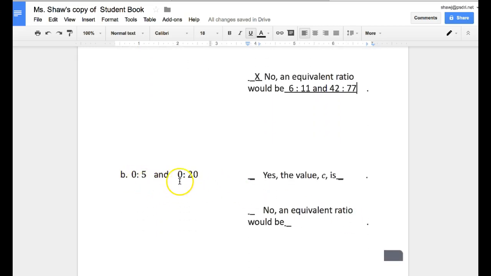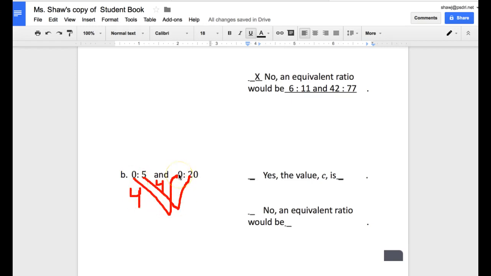0 to 5 and 0 to 20. Okay, so what do we multiply? This is not that hard. What do you multiply 0 by to get 0? Multiply it by 0. But anything multiplied by 0 is 0. Let's try this. What do you multiply 5 by to get 20? Right, you multiply 5 by 4. And then we get 20. What happens if you multiply 0 by 4? What is 0 times 4?